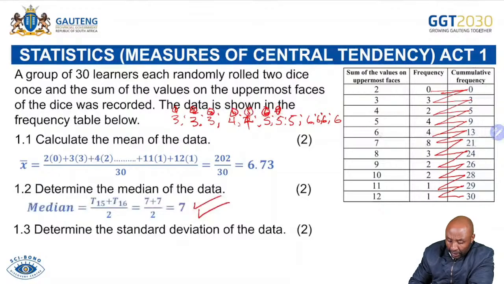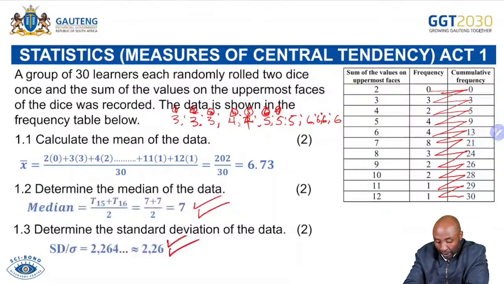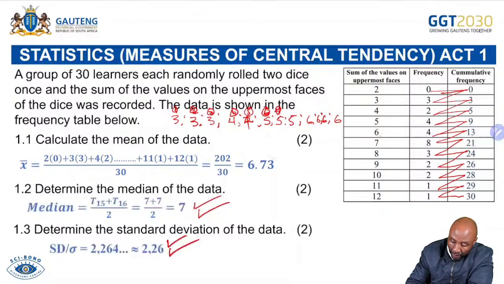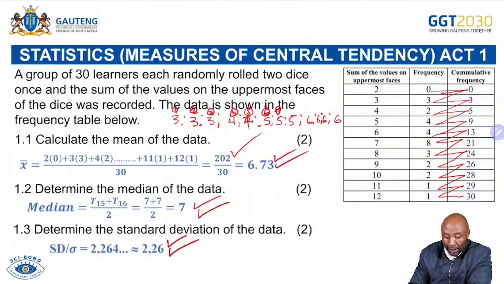We have to determine the standard deviation. We are using our calculator and we got our standard deviation as 2,26. We have our 2 marks there. So here, if you are using a calculator, answer only, you get a mark. If you show the step of the sum, you get that mark and the mark for the answer.